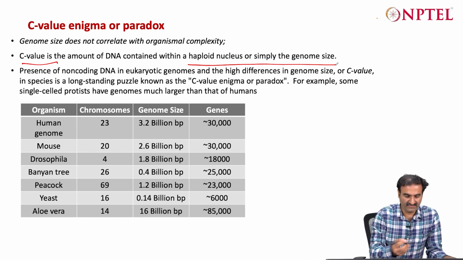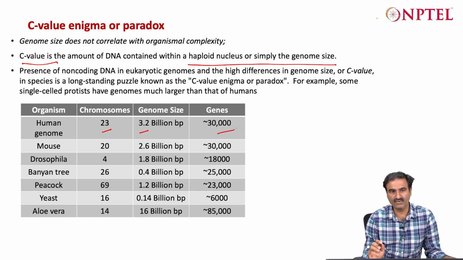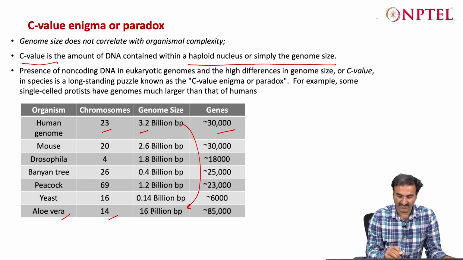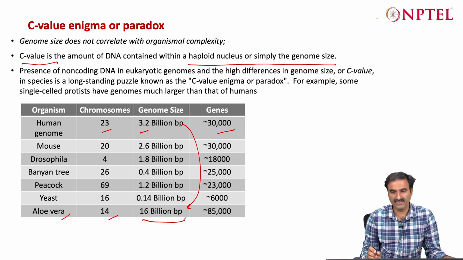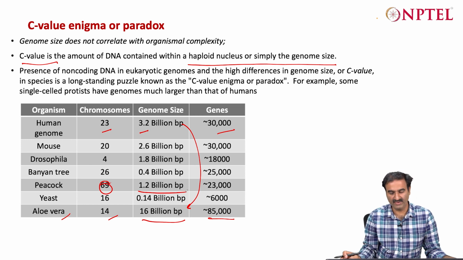So in this you can see that the human genome has 23 chromosomes, it is 3.2 billion base pairs, and almost 30,000 genes are there. Whereas if you see aloe vera, it has only 14 chromosomes, but it is almost 5 times more than the human genome, and contains only 2.5 times more genes than the human genome. Similarly mouse, Drosophila, and peacock, it has 69 chromosomes, but the genome size is only 1.2 billion base pairs.